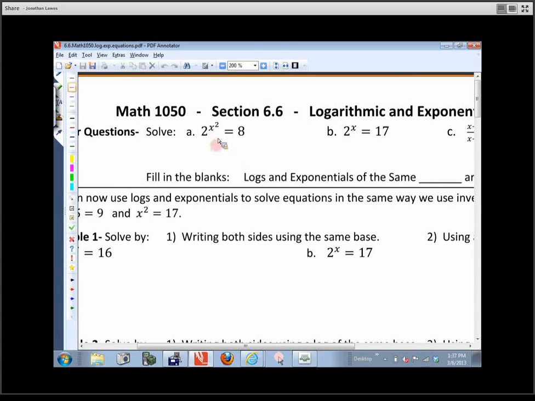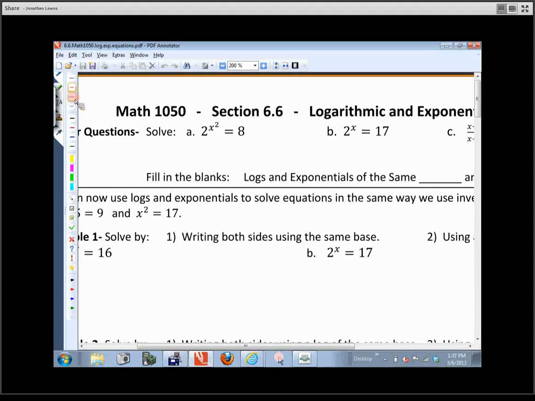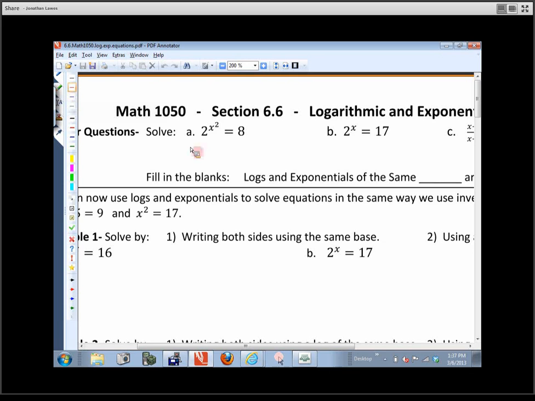If we were going to solve this, the way we know how to solve exponential equations right now is to write both sides using the same base, right? So this is going to be 2 to the x squared, and then over here I'm going to write this as 2 to the third. If the bases are the same, then the exponents have to be the same. That means x squared is going to equal 3. And then I take the square root and I get x equals plus or minus radical 3.